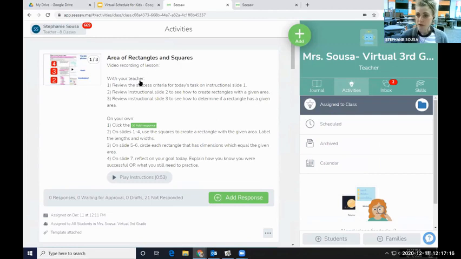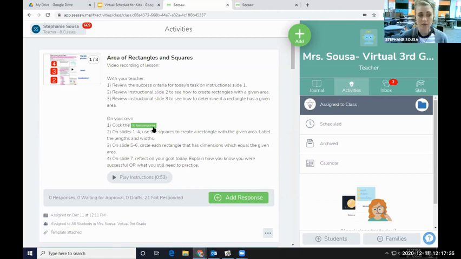We've done the With Your Teacher section. We've reviewed the success criteria. We've looked at how to create rectangles using unit squares, and we've looked at how to determine if a rectangle has an area by multiplying its dimensions. You're getting ready to work on this section.